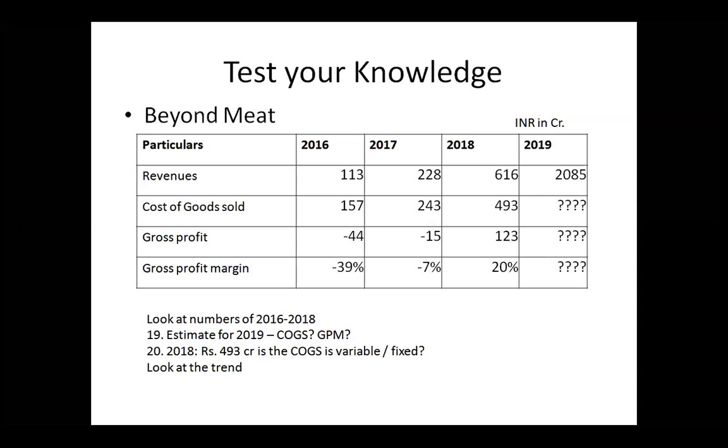I will ask, what was the logic of 800, 900, 400, 500, 700, 900? What is the logic? How are you coming to this number? Look at 2018 number, 20% gross margin. Look at 2017, 7% gross loss. From 40% gross loss to 20% gross profit.